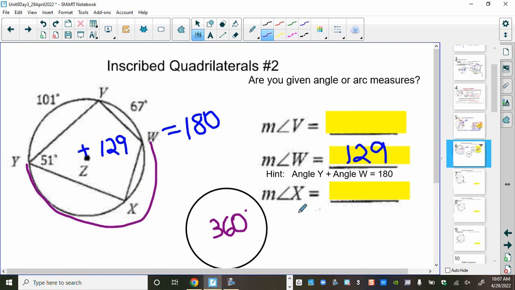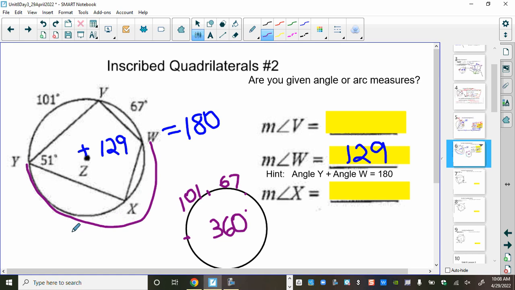It's 360 degrees, correct? Now, two of our arcs measure 101 and 67. You do add those. So you have 168. Say it louder, Valerie. Okay, say that again. What did you do? That's what you do. Very good.